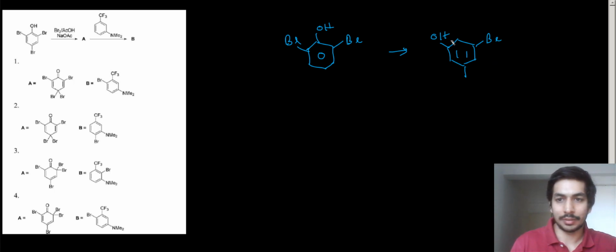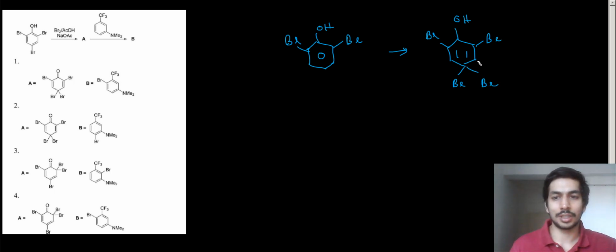Sorry, one second, this will be Br. So you might be wondering, why not at the ortho position? Because of the steric hindrance, this product in the para position will be very stable, right? So this is what is going to be formed over here.